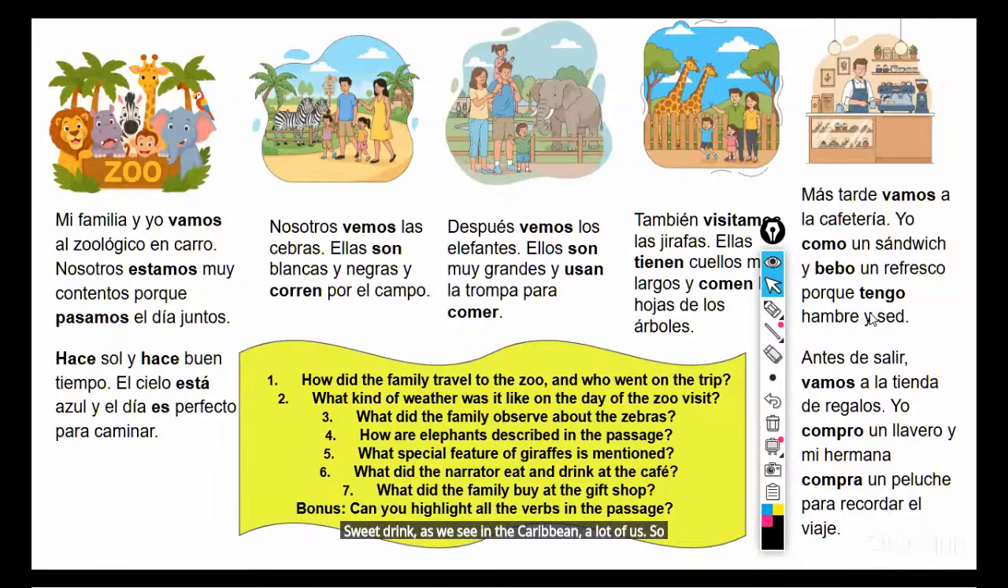So good. It's a very important word to know. You will see it, you will need to use it. Right. So refresco, soft drink. And if you didn't know refresco and you said something reasonable like cold drink or refreshing drink or drink, good. Right? And we will learn refresco today. Okay, so ate food and drank a soft drink or drank a soda. All right. What did the family buy at the gift shop?